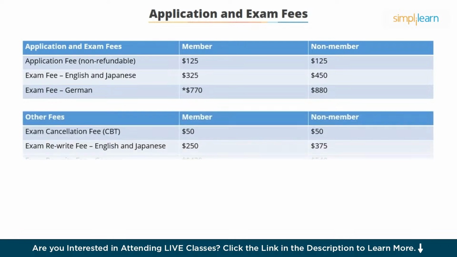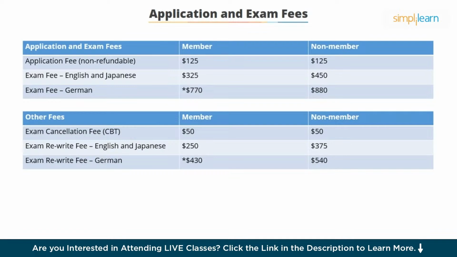Other fees applicable include exam cancellation fee, or CBT, which is $50 for members and non-members. Exam rewrite fee in English and Japanese is $250 for members and $375 for non-members. Exam rewrite fee in German is $430 for members and $540 for non-members.